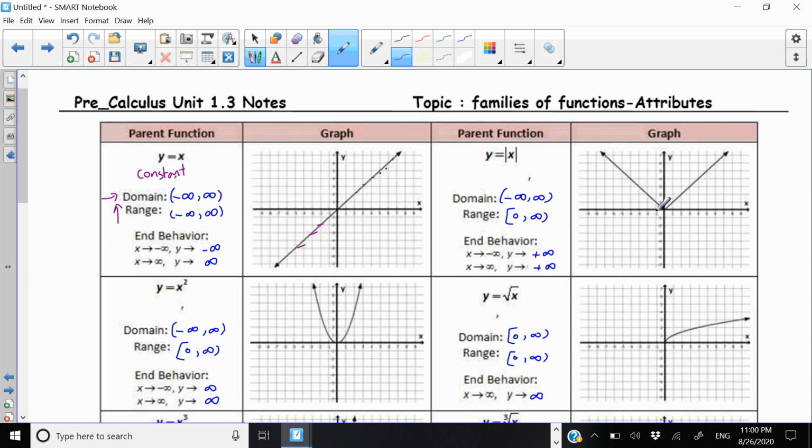Absolute value function. Domain is negative infinity to infinity. Range is starting from 0 to infinity. And 0 is included, that's why I put a bracket here.